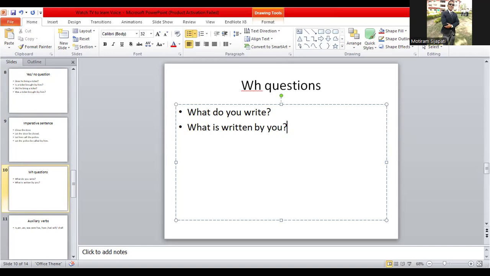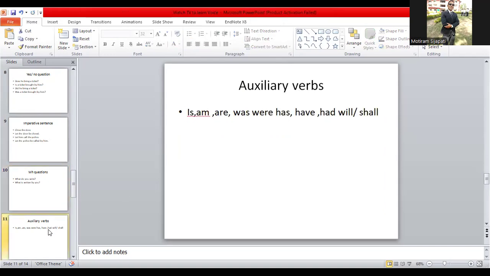So what are the auxiliary verbs that are used in passive voice? The auxiliary verb list is also given there. Is, am, are for present tense. Was, were for past tense. Has, have for present perfect tense. Had for past perfect tense. Will, shall for future tense. So these are the auxiliary verbs.